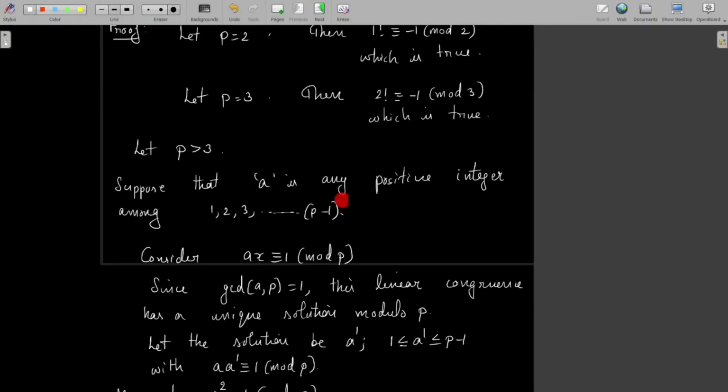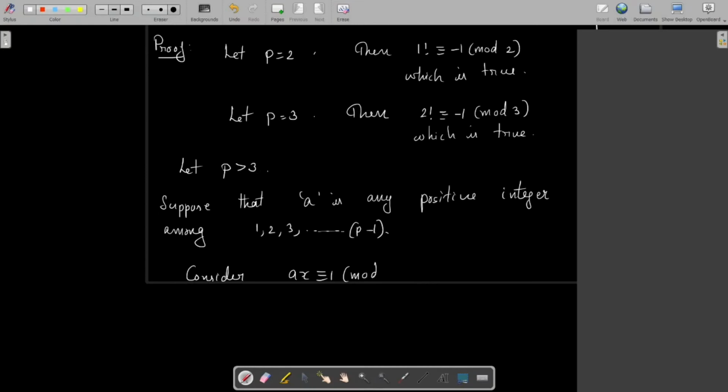Suppose that a is any positive integer among 1, 2, 3, etc., p minus 1. And consider the congruence ax congruent to 1 mod p. Now this is a linear congruence and it has a solution if GCD of a and p divides 1. And a is an integer between 1 to p minus 1, so its GCD with p is always 1.